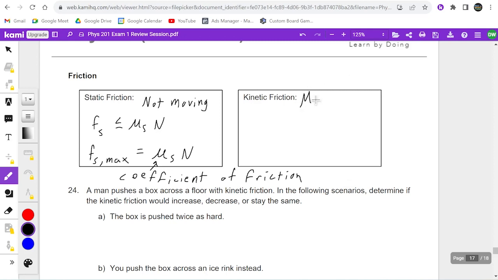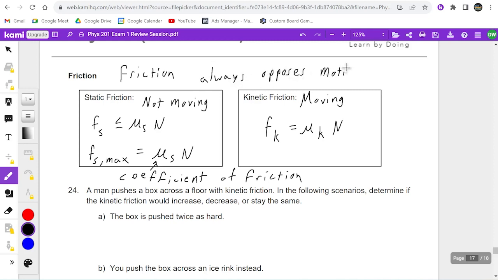Okay, now kinetic friction. With kinetic friction, we're moving, and there's just one equation and it's great: Fk equals mu k times the normal force. And that's it. As far as the direction of friction goes, the thing we need to know is that friction always opposes motion.